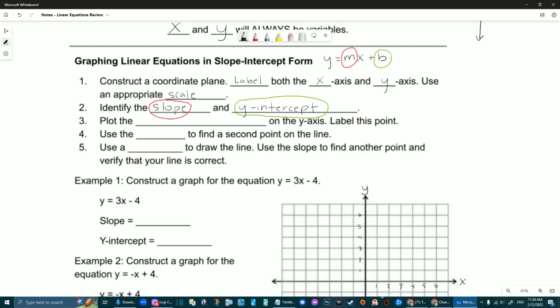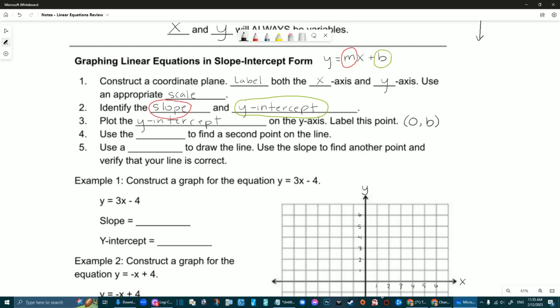So we need both those pieces of information to graph. And the first thing we do, the very first thing we plot in step 3, is we plot that y-intercept on the y-axis. Plot the y-intercept on the y-axis and label this point. So you should write the ordered pair next to the point. For y-intercepts, that ordered pair is always 0, comma, and then whatever that constant b is. At the end of step 3, you've already got a point on your graph.